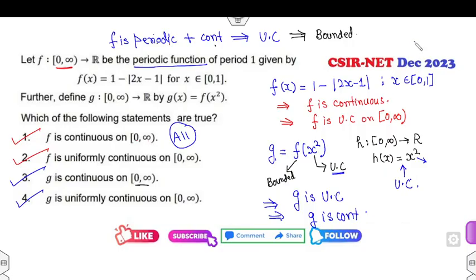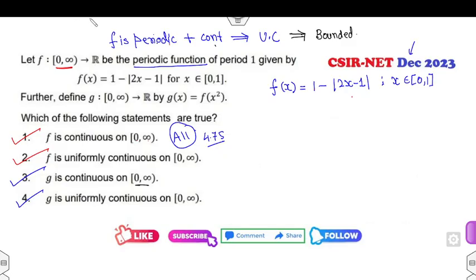And you can see this is December 2023, again 4.75 marks. You can get your answer in a very, very simple approach, in a 10 to 15 second time period.